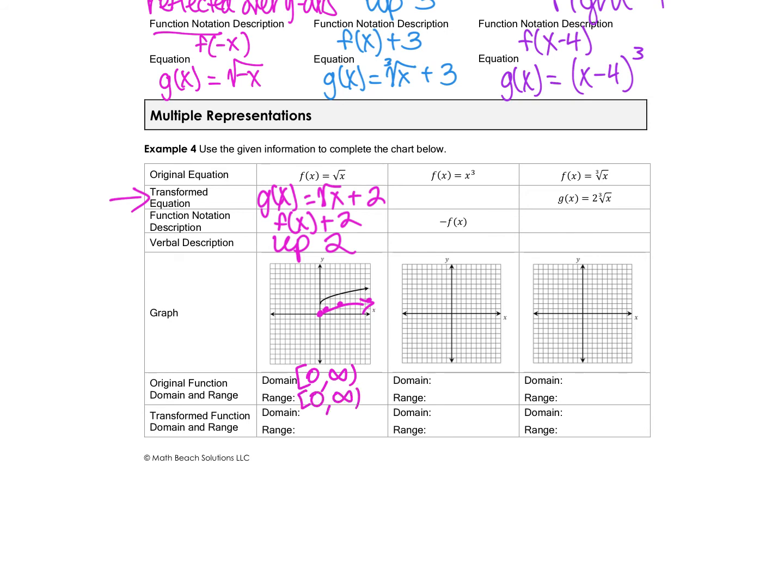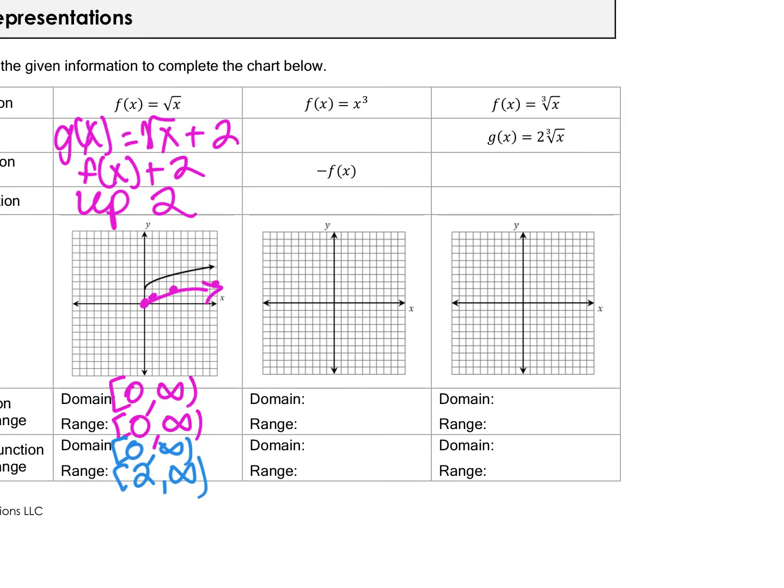Now, looking at this transformed one, it went up. So the domain is still the same because it didn't shift left or right. So 0 to infinity. And then your range, however, went up 2. So instead of your smallest being 0, it's going to be at 2 and then infinity. So notice our range changed because we were adjusting our y. We were changing the y. It was a vertical shift. Okay, let's look at the next one.